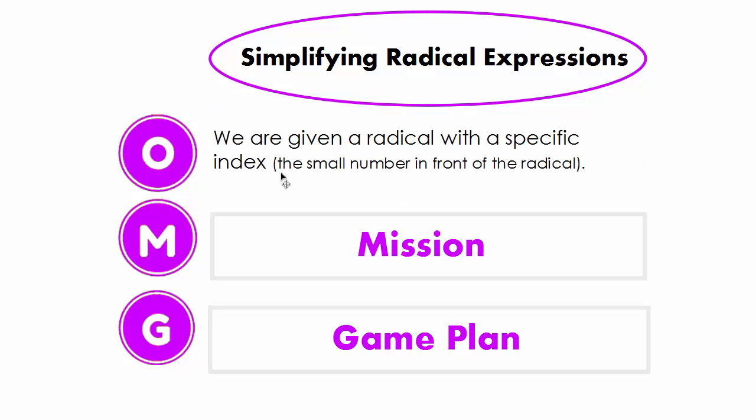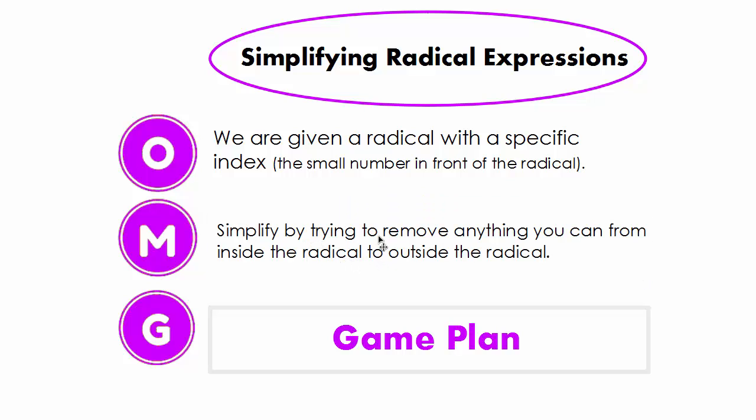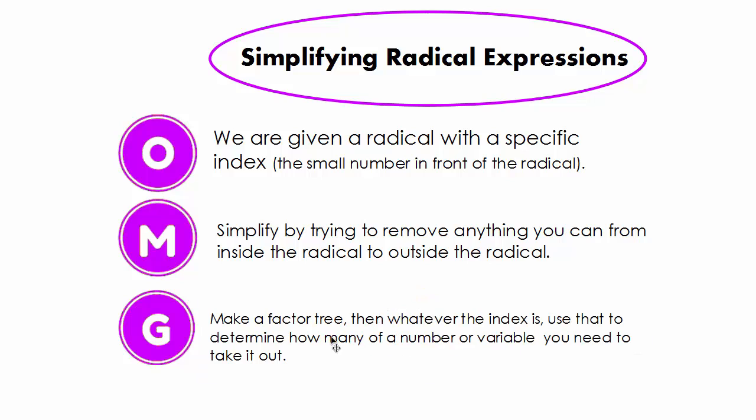So the first thing that needs to be observed is the radical with its index. And the index is that small number in front of the radical, attached to the top of the outside of the radical. Our mission is going to be to simplify, which means you're trying to remove anything you can from inside the radical to outside the radical. And then our game plan for doing this is to first make a factor tree, then use your index to determine how many of that number or variable you can take out.